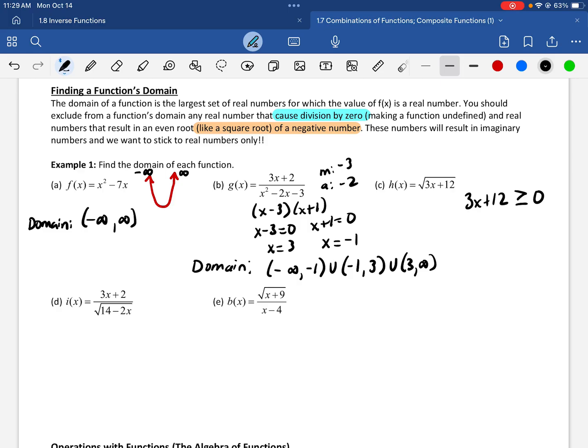So if we solve this, I'm going to subtract 12 and then divide by 3. We need any value that is greater than or equal to -4. So our domain here is going to be, with a bracket because it's equal to, -4 to infinity.